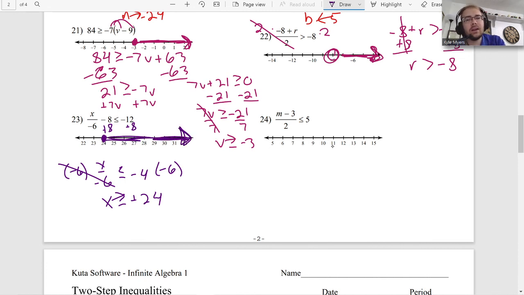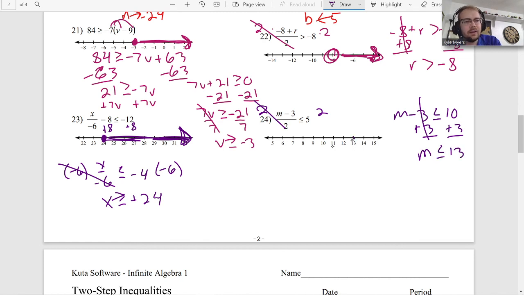All right, here I want to multiply both sides by 2. Multiply by 2, multiply by 2. M minus 3 less than or equal to 10. And then I want to add 3 to both sides. So then m is less than or equal to 13. Here's 13, closed circle, I want to go to the left.